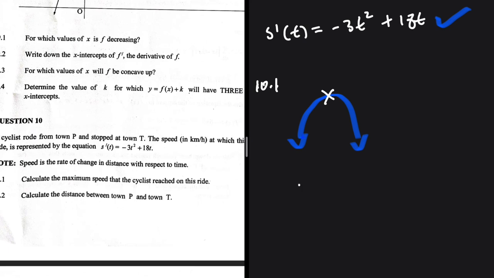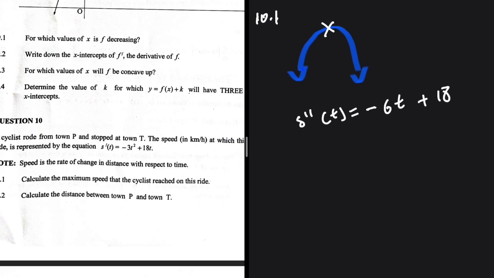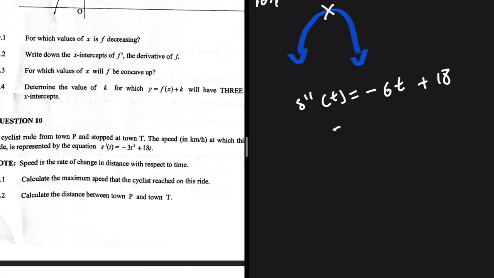But if we differentiate, s double prime of t will be equal to minus 6t plus 18. So at the turning point, the gradient is 0, right? So we know fully well that we're supposed to say minus 6t plus 18 is equal to 0. t is equal to, well, minus 6t is equal to minus 18.